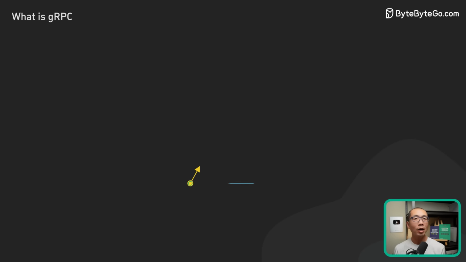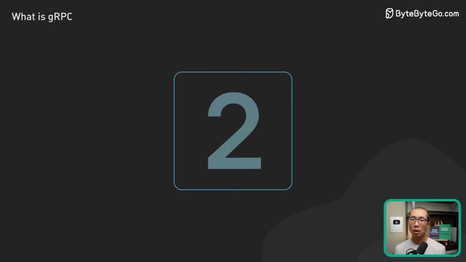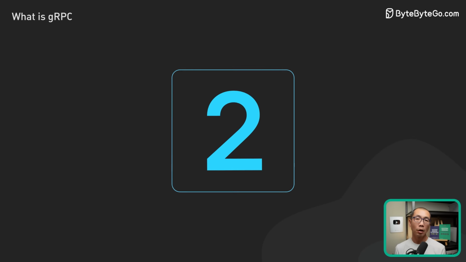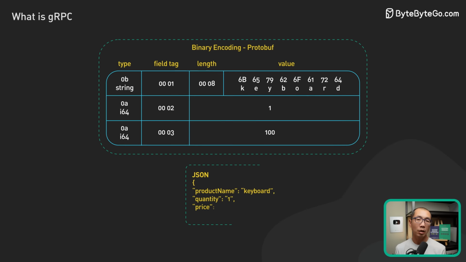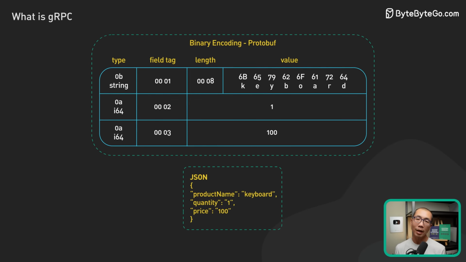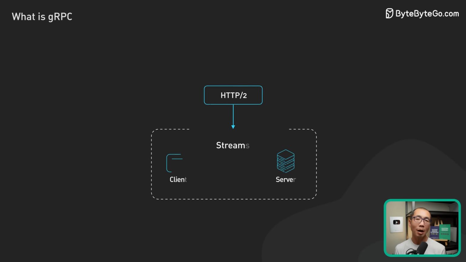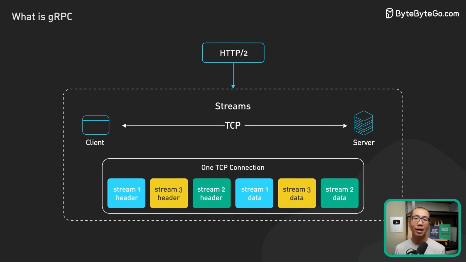The second reason why gRPC is so popular is because it is high performance out of the box. Two factors contribute to its performance. First is that protocol buffer is a very efficient binary encoding format. It is much faster than JSON. Second, gRPC is built on top of HTTP2 to provide a high-performance foundation at scale.